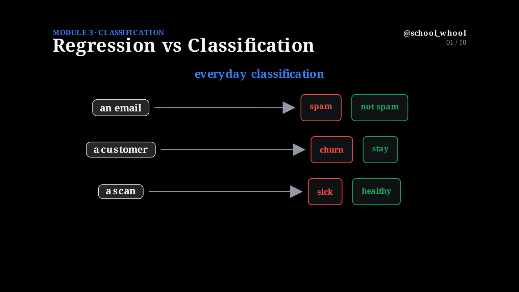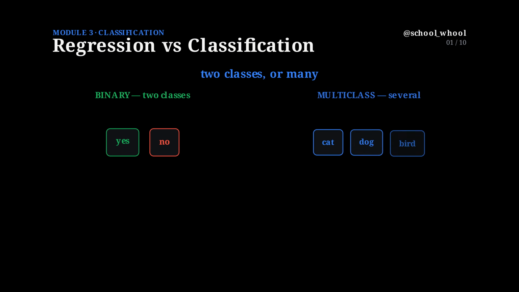When there are just two choices, we call it binary classification. When there are several, cat, dog, or bird, it's multiclass. We'll start simple, with two classes. Here is our running example for the whole module.